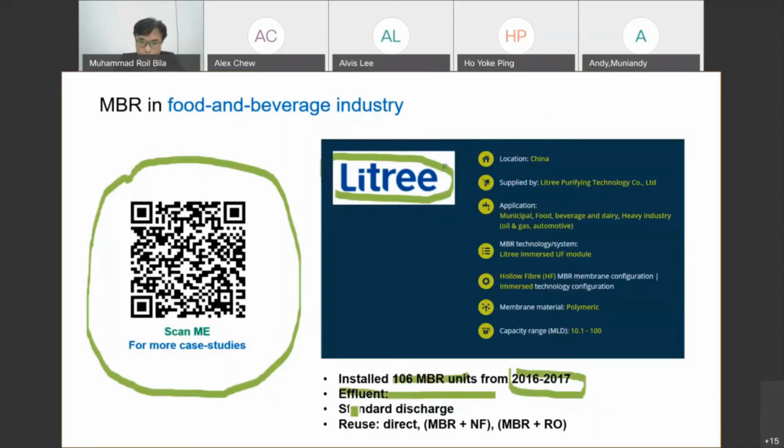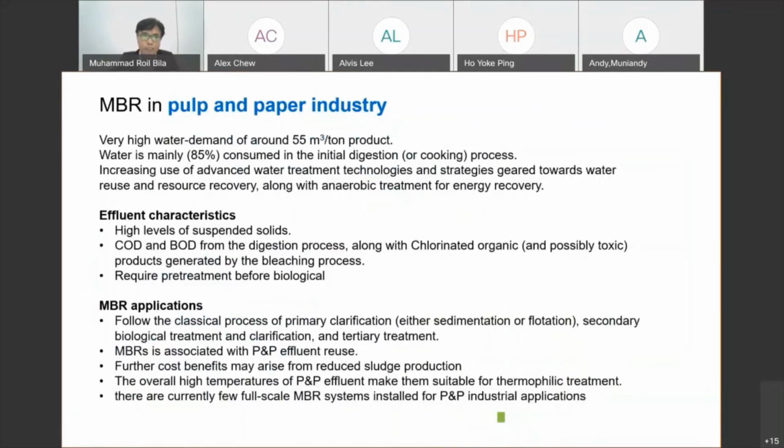The effluent is used for, some of them, just the standard discharge, but most of them recently, if you look at the more recent years, like 2017, 2016, are aiming for direct reuse because of the high quality of the permeate, or they do it in combination with nanofiltration for reuse, or in combination with RO for reuse. Okay, that's for the food and beverage industry.